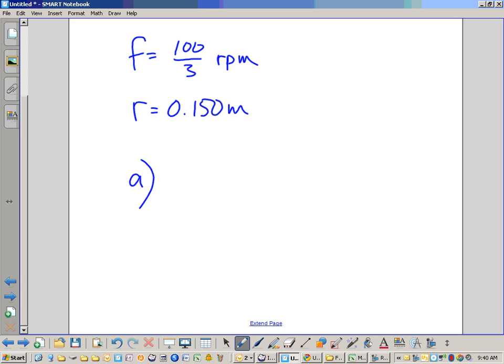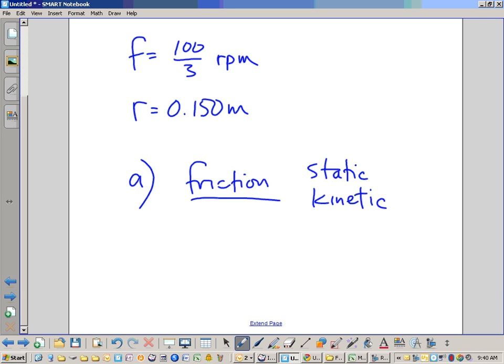Kinetic or static friction? All right, so friction. But is it static or is it kinetic? Static. All right. You guys say it's static, but it's moving. How can it be static friction if it's moving? All right, it's not moving relative to the surface it's on, right? So, that's it. Static friction. All right, so that's our answer for part A.